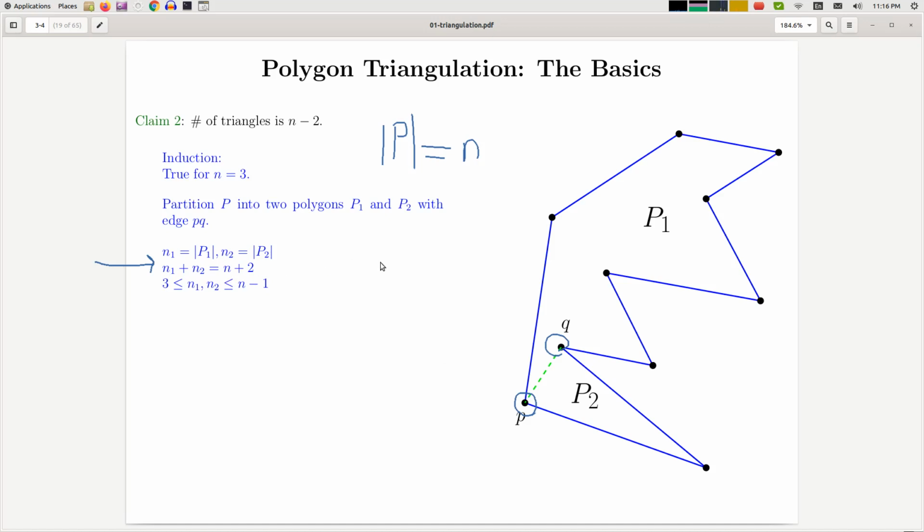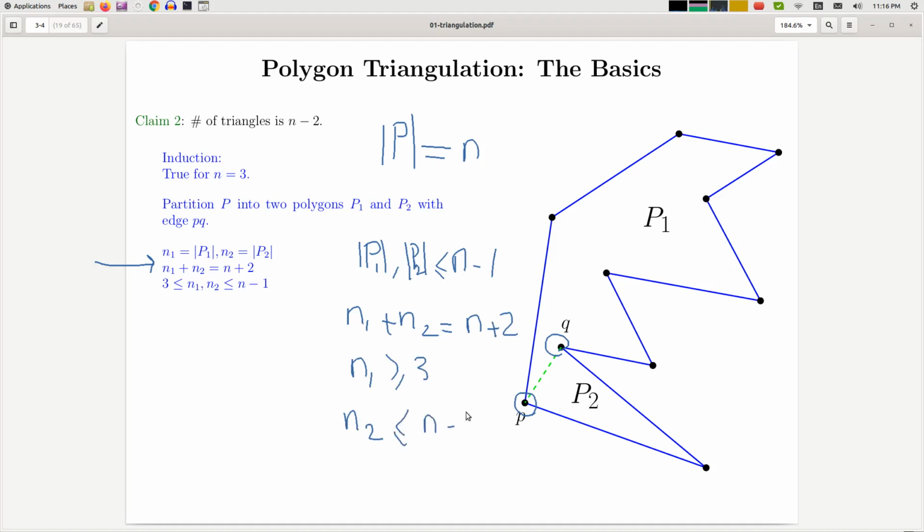And since the size of each one is at least 3, therefore P1 and P2 are both smaller than n minus 1. Right? Because I know that they sum to, because n1 plus n2 equals n plus 2. And I know that n1 is at least 3, so therefore n2 is at most n minus 1. And similarly, you can show that n1 is also at most n minus 1. So I can essentially have proven this inequality. So now I can use induction.